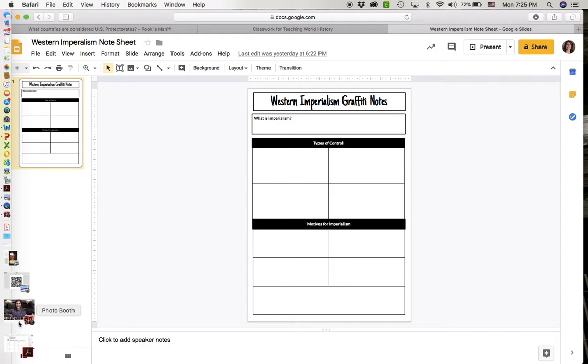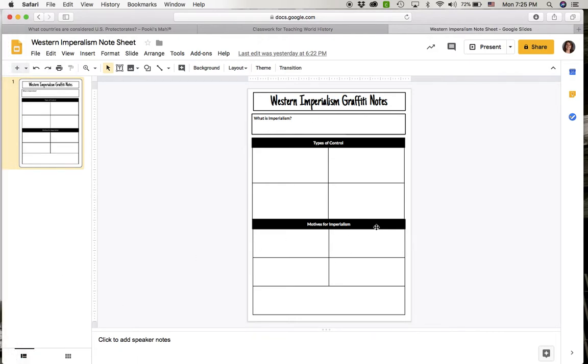But as I'm talking about imperialism today, you are going to be filling out this graffiti notes sheet. I've printed a whole bunch out, and I have them on my desk, and Mr. Mullen has them. So he will either have already passed them out, or we'll be passing those out to you after the instructions are done. So same type of graffiti notes as normal.